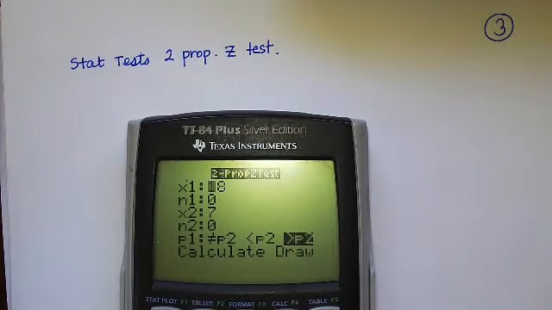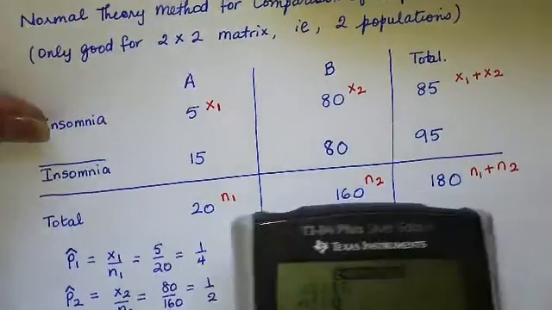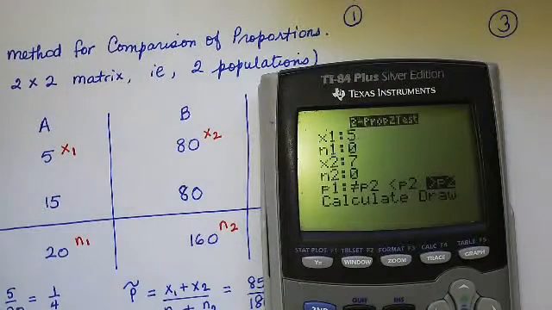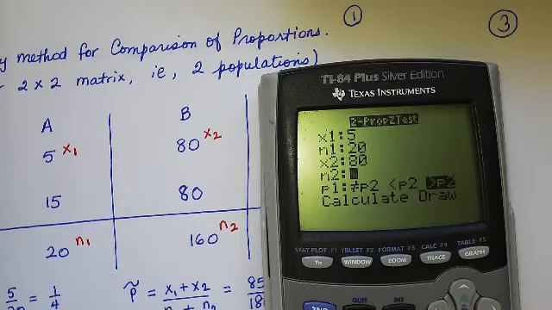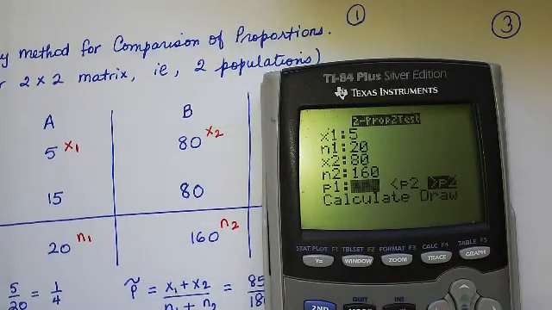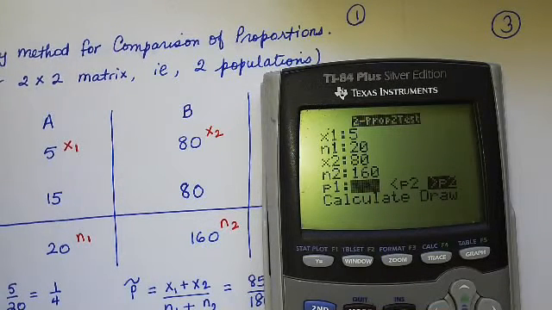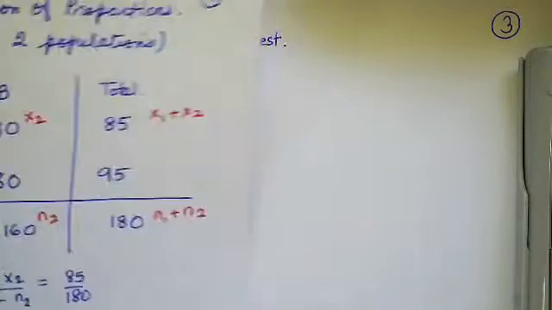X1, so I'm here in my matrix. X1 equals 5, N1 equals 20. X2 equals 80, N2 equals 160. I'm here, and I have a two-sided test, so let's pick the two-sided option here. And calculate. So z equals minus 2.11.